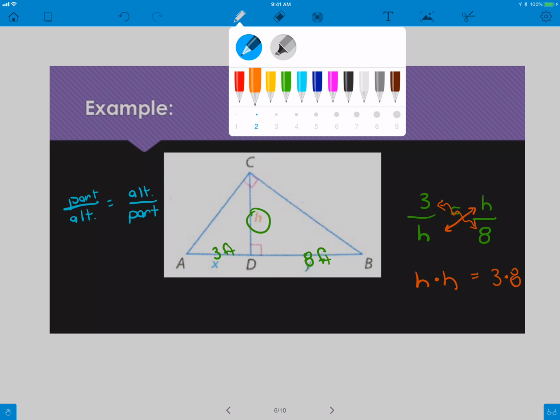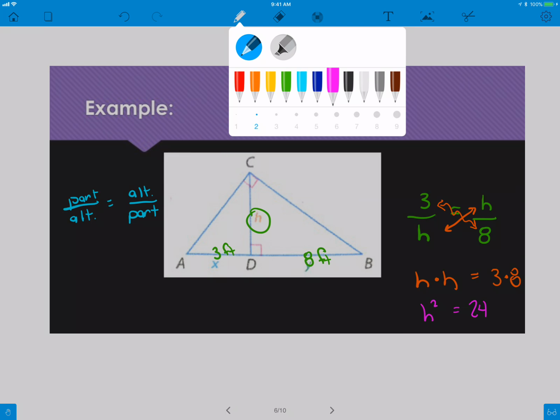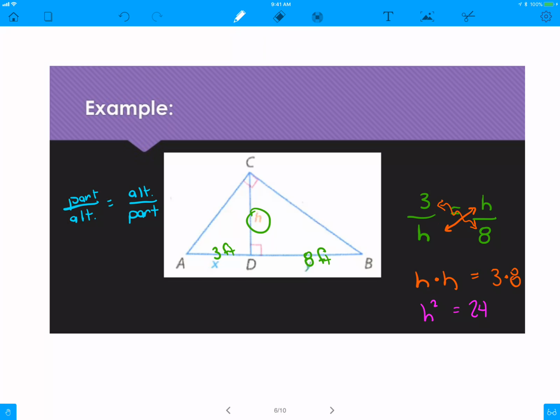So if you actually do the math here, let's see if I can switch to pink. That's h squared equals 24. Make sense? And now this is why you get a radical, why you get a square root. Because how do I get rid of that power of 2 off the h? You move it over. And what is the inverse operation of a square? A square root. So you have h equals the square root of 24.